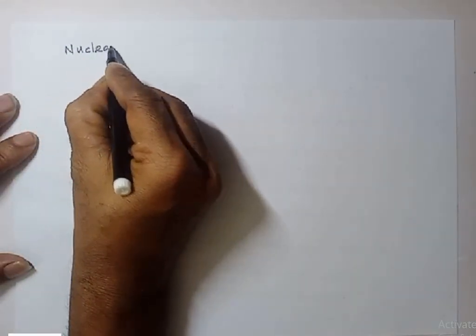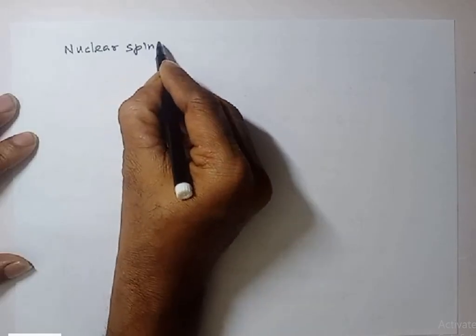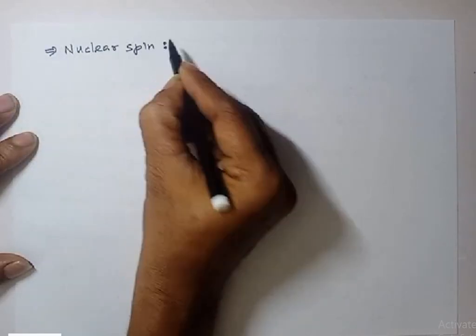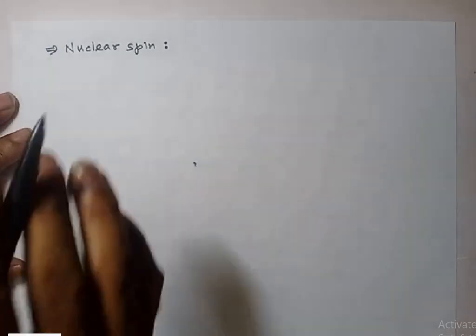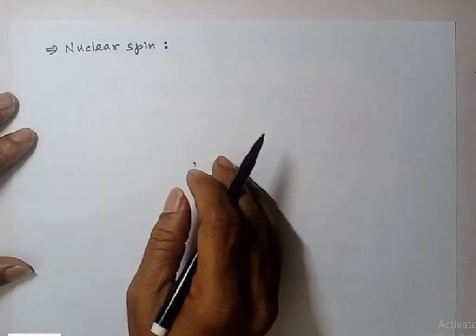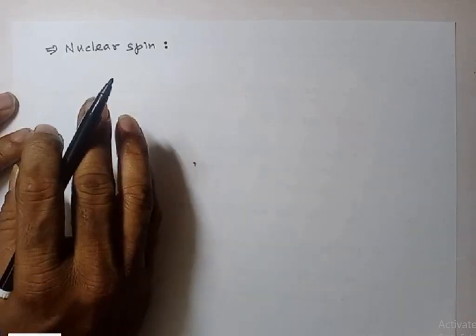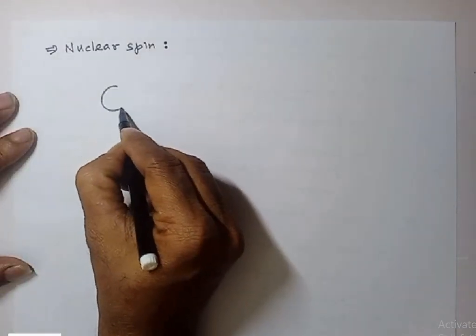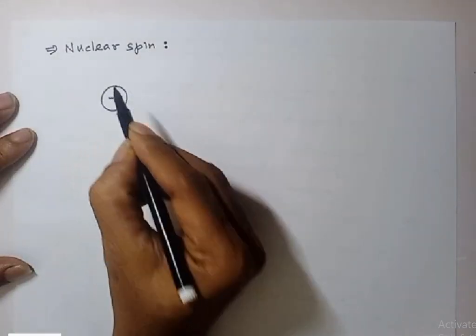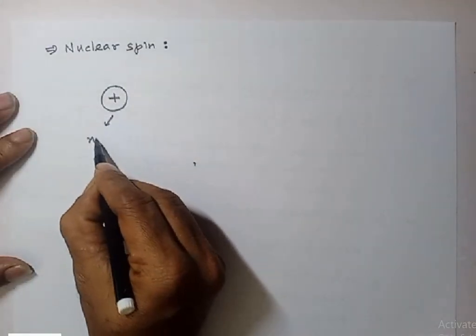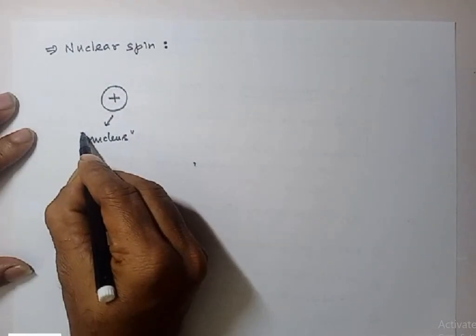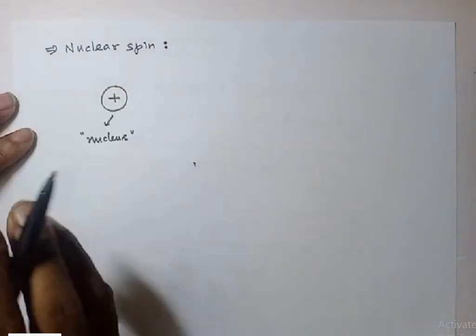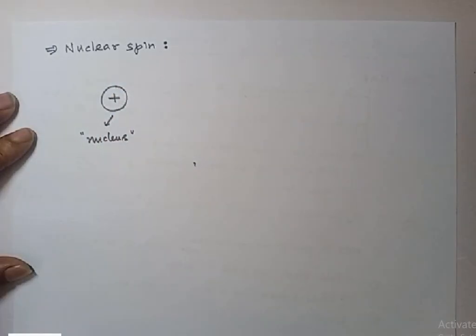Now we'll discuss nuclear spin. This is our next goal. What is nuclear spin? Listen, every atom in the periodic table has a nucleus. You know very well, a nucleus carries a positive charge.